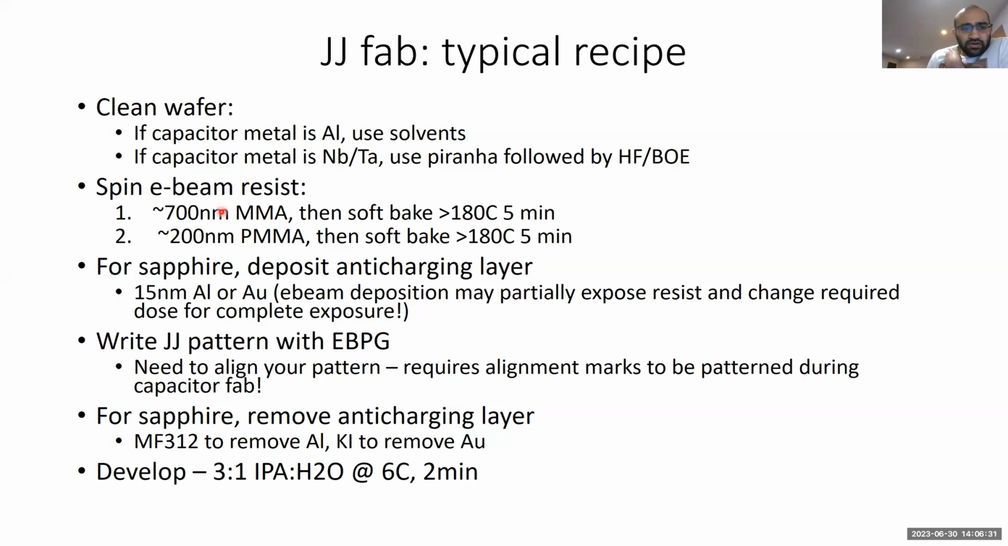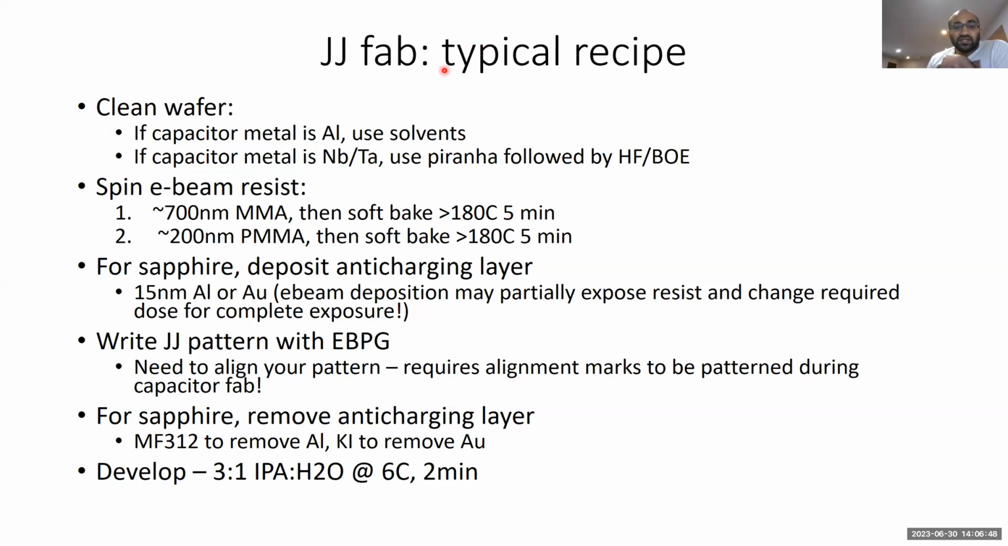Typically, what we do is we spin 700 nanometers of MMA, and then do a soft bake at 180 C for 5 minutes. For e-beam resist, these bakes are really essentially just to completely dry out the resist.